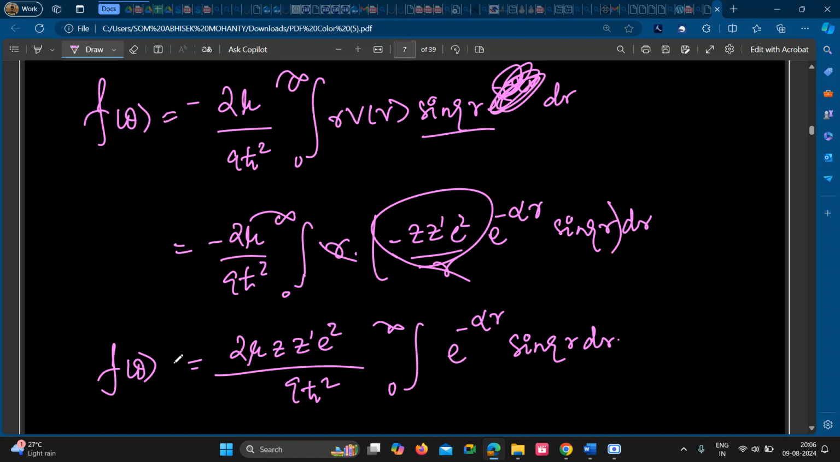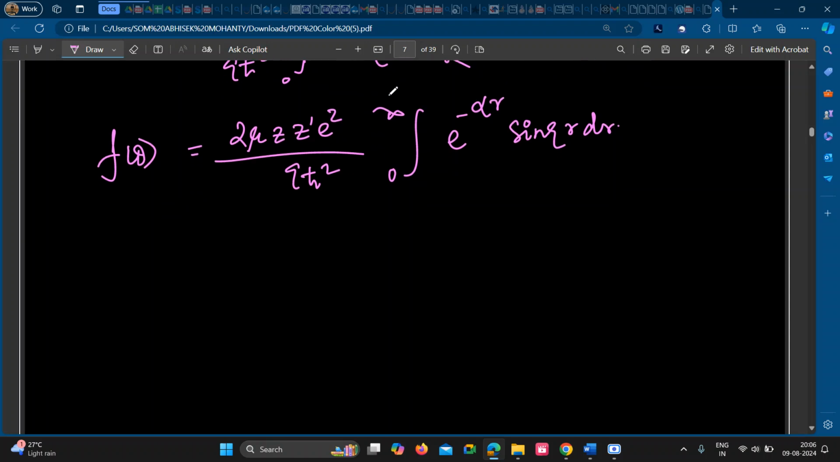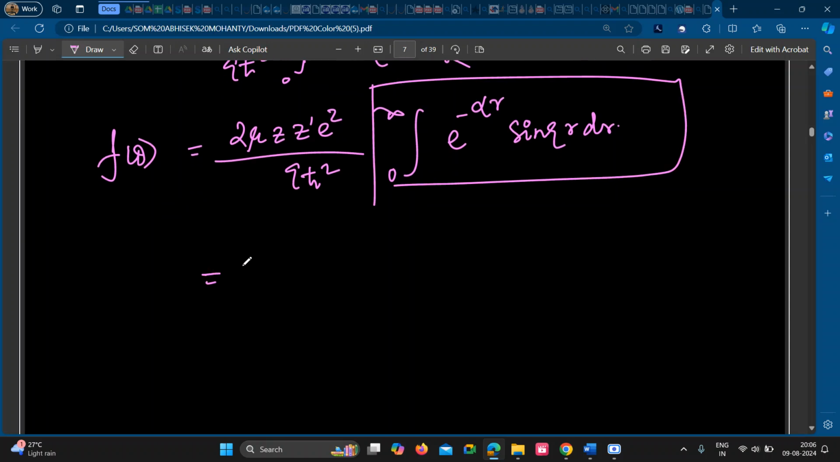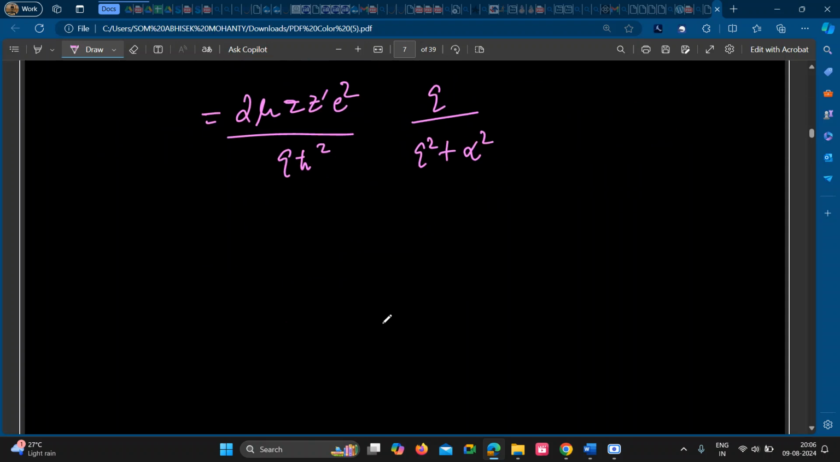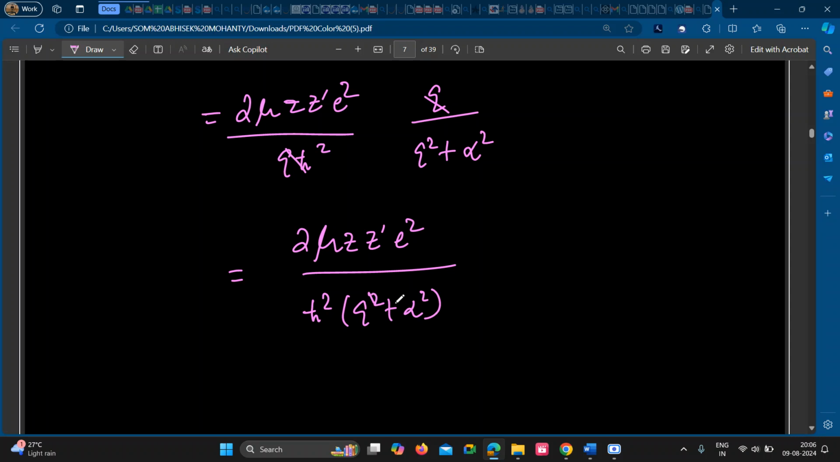Now what do I have to do? There is a direct formula for this integration, so I will directly put it: 2 mu z dash e square by q h cut square times the formula for this integral, which is q divided by q square plus alpha square. So this is the expression. If I squeeze it a bit, q gets cancelled out, so it is 2 mu z dash e square divided by h cut square into q square plus alpha square.